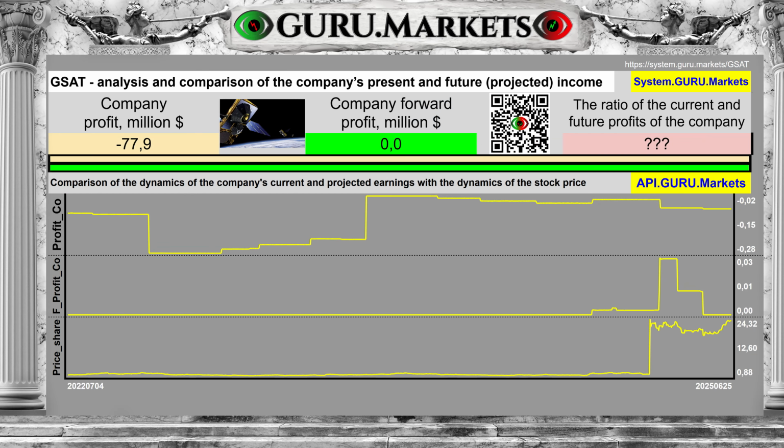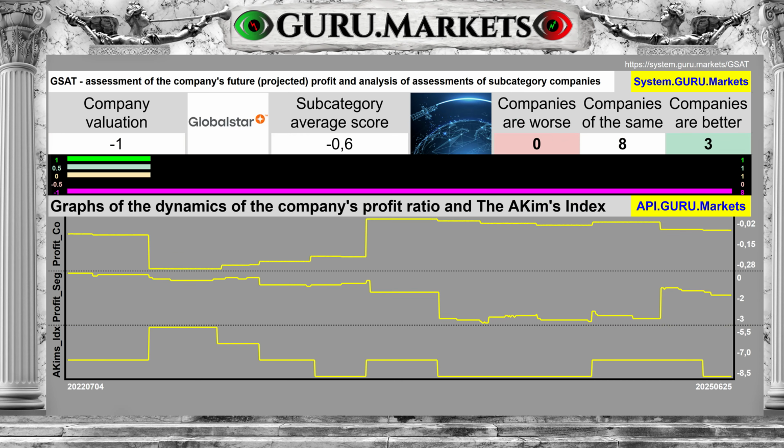Profit for the last 12 months was minus $78 million. Future earnings for the next 12 months are unknown. Assessment of the indicator of projected future profit in comparison with companies in the subcategory: bad, minus 1 point.